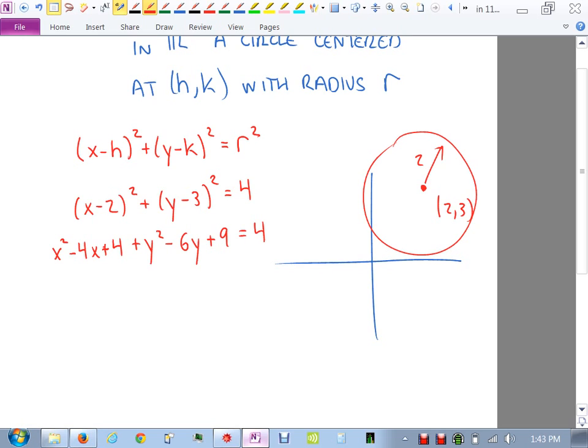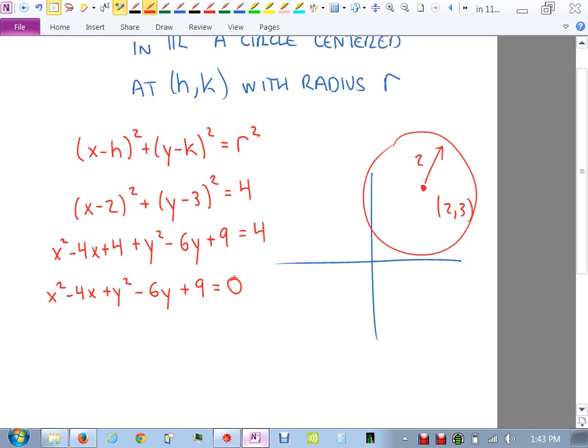Right, I could do that, and then I could start combining some things together. I'd have x squared minus 4x plus y squared minus 6y, and then let's get our constants together there. 13, take it to the other side, right? So minus 9. Or I could leave it on the left side as plus 9. It really wouldn't matter. So this right here is the equation of a circle, centered at (2, 3), radius 4.